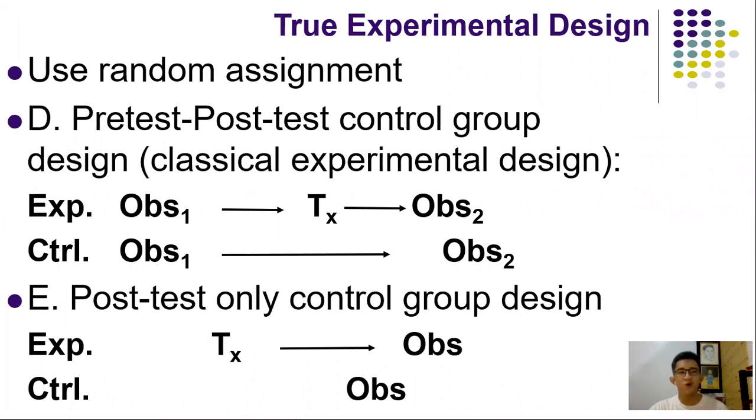Sa post-test only control group design naman, meron ka rin namang dalawang group, the experimental at control group. Pero walang pre-test na mangyayari. You will conduct already the experiment and you will observe what will happen. In the control group, you will do nothing but observe after the time that you have done the experiment for the experimental group design.